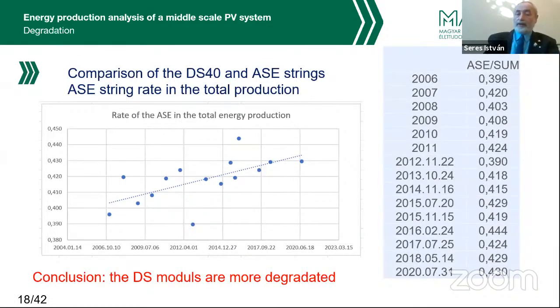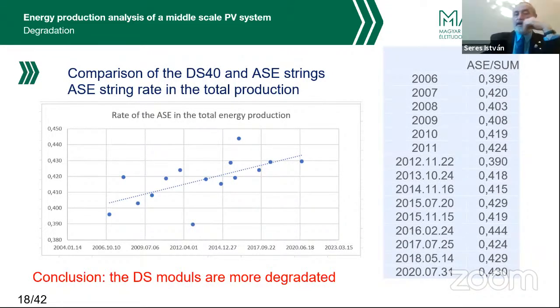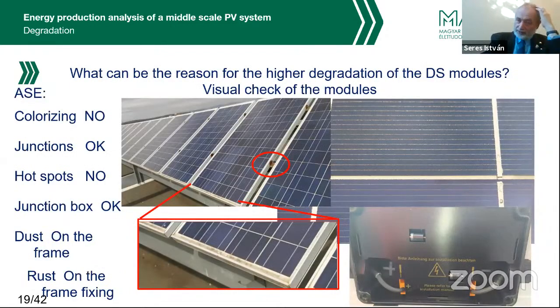So our conclusion was that the amorphous silicon technology degraded more than the other modules. Of course, each of them was degraded to a given scale. What can be the reason for it?